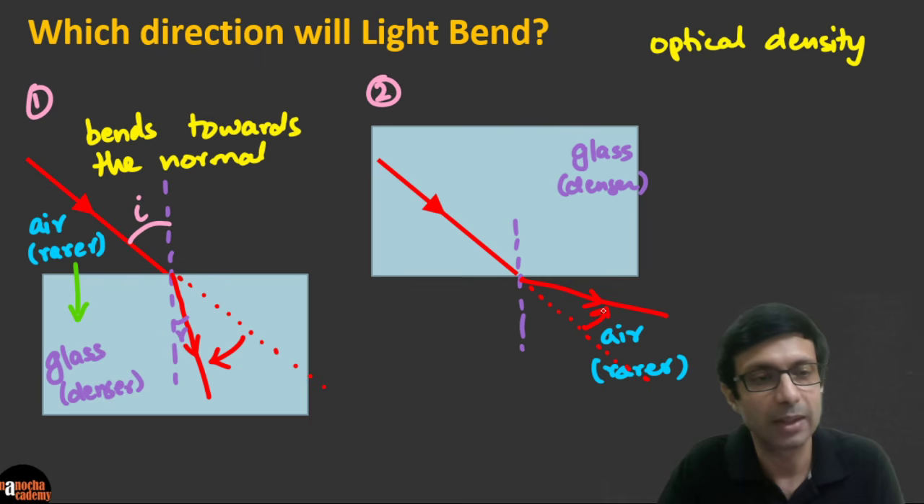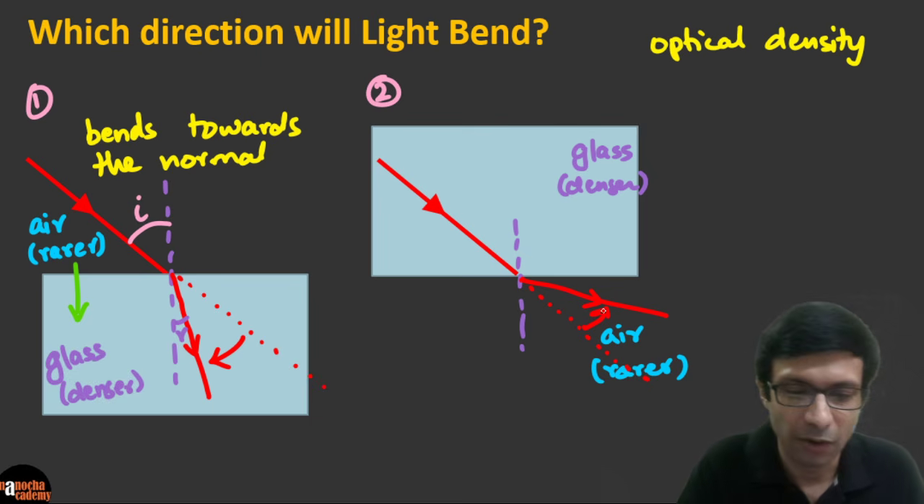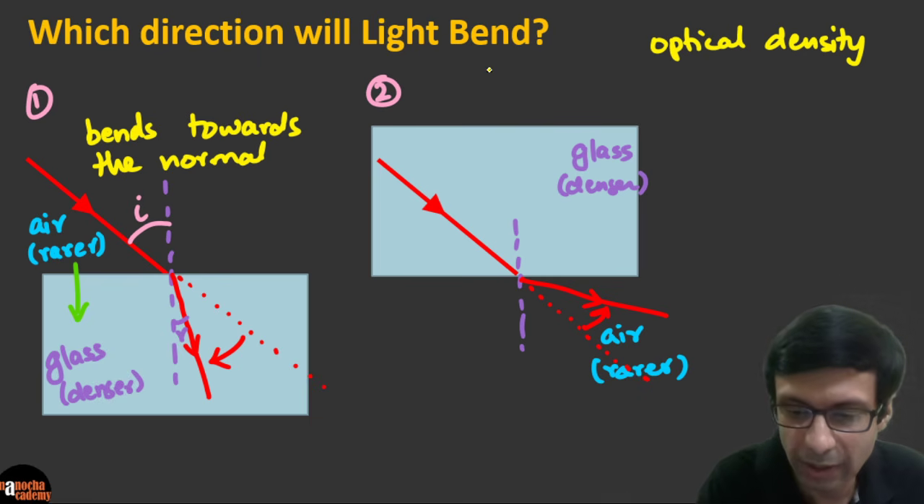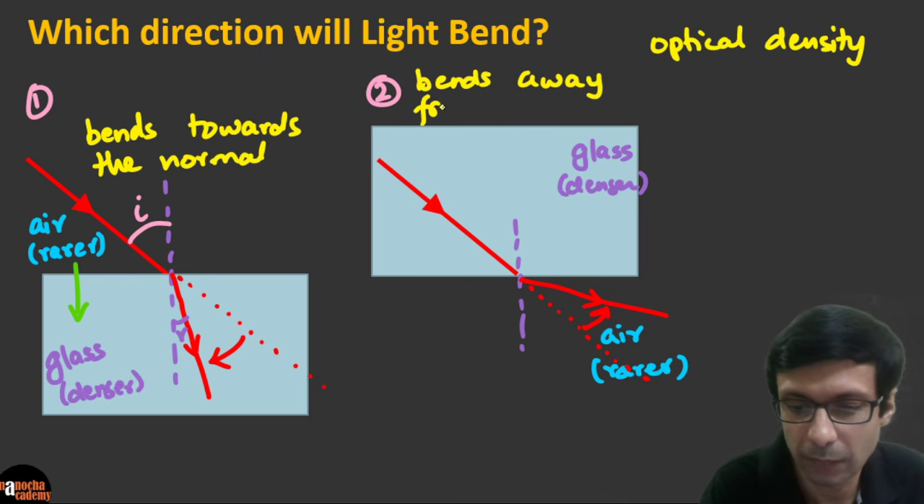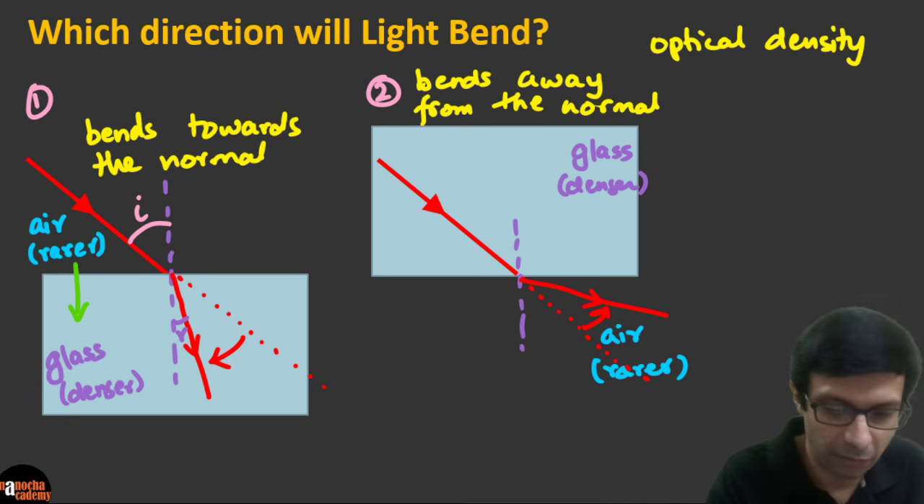You just need to understand which substance is rarer or denser, and you can see clearly here that this is the rule. Very good, I see a lot of you have the right answer. The first one is towards the normal, and the second one, going from denser to rarer, bends away from the normal. Please remember this important rule. Very good.